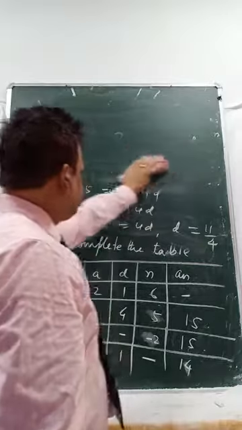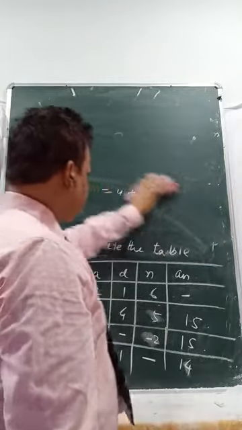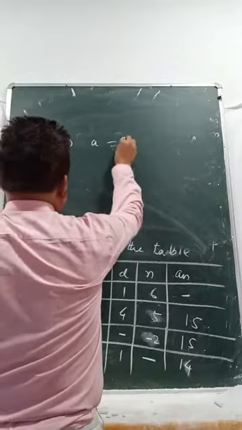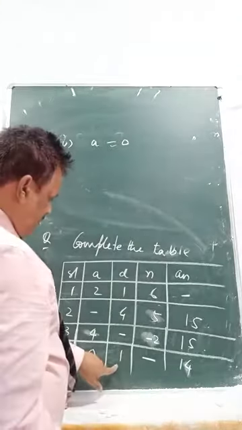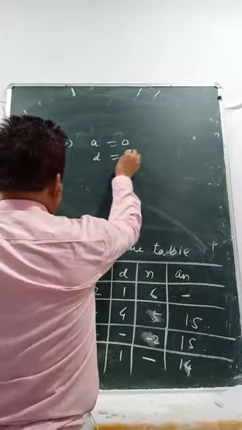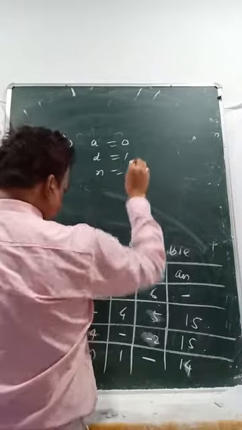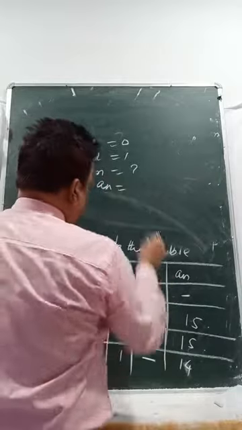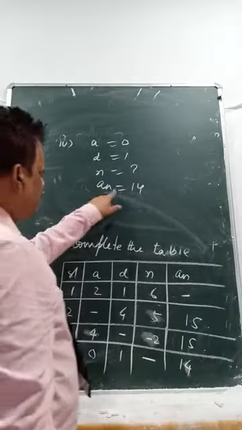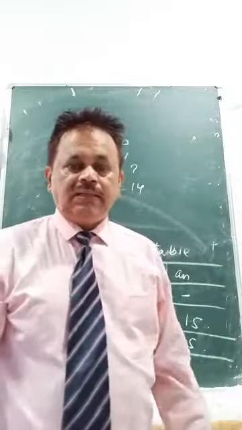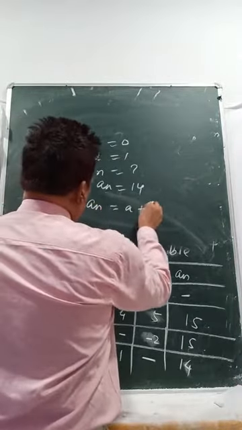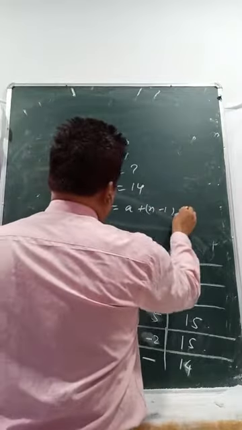Last question. Fourth part, A equals 0, D equals 1, N is a question mark. N equals 14. So let's write the formula of N. N means Tn. That is N equals A plus N minus 1 into D.